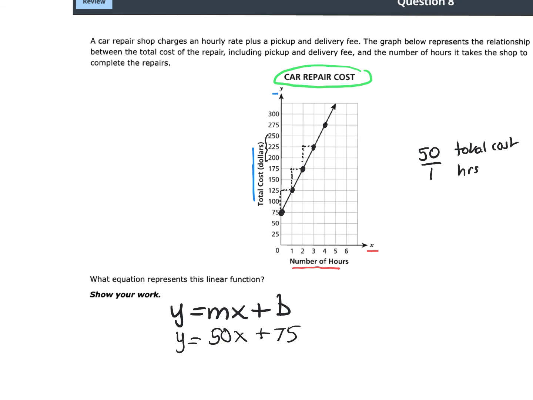So it's $50 per 1 hour. So for every hour, they're making $50. Why does it start up at 75 instead of at 0? That would be your delivery fee. They're going to charge you that no matter what, and then they'll start to bill you your $50 an hour.